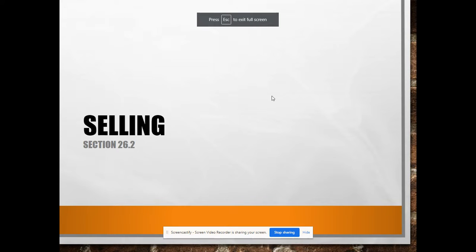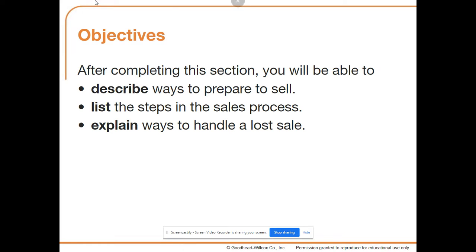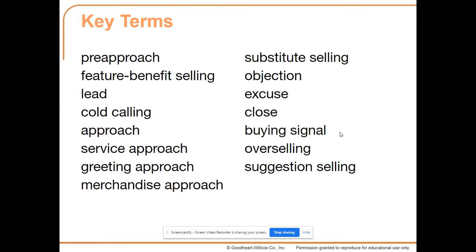Everyone. Today we are going to continue our chapter on personal selling and focus on today's lesson, 26.2, which is specifically focusing on the selling process. So, our objectives for today are to describe ways to prepare to sell, list the steps in the sales process, and explain ways to handle a lost sale.